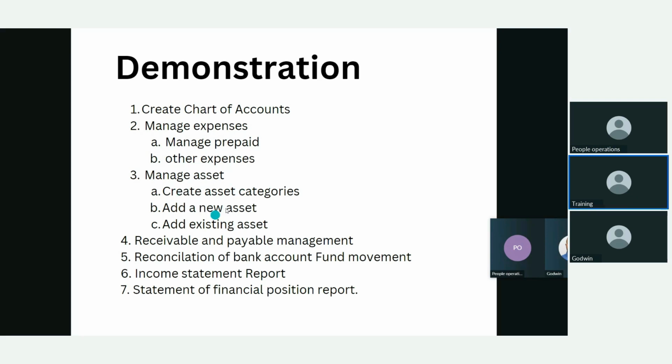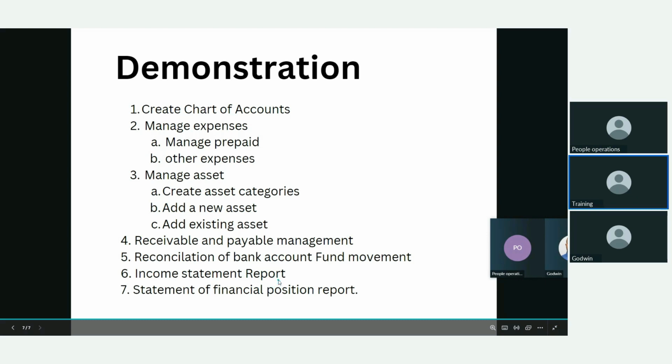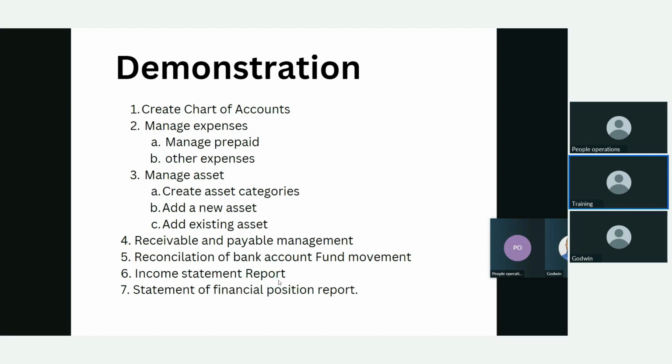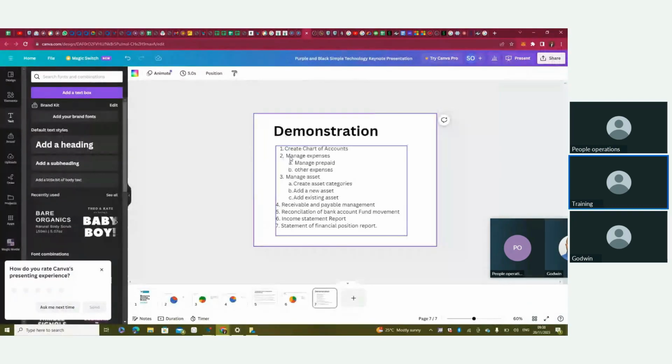So we also look at two aspects of asset management. If you have a new asset that you are just purchasing, how do you post it? And for those of you that already have an existing asset, but you now want to move it into StoreApp, we'll look at how to add an existing asset. Then we also look at receivable and payable management. That's those that are owing you, those that you are owing, the reconciliation of bank accounts, and then fund movement from one account to another. We also look at two reports, income statement report and statement of financial position reports. So let's take the first one, which is managing of expenses.